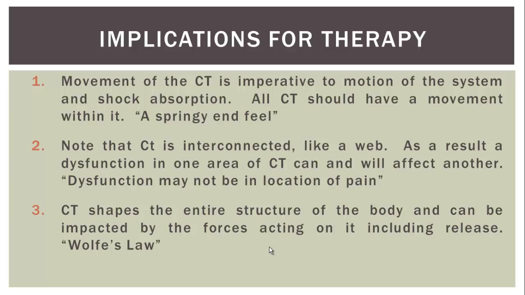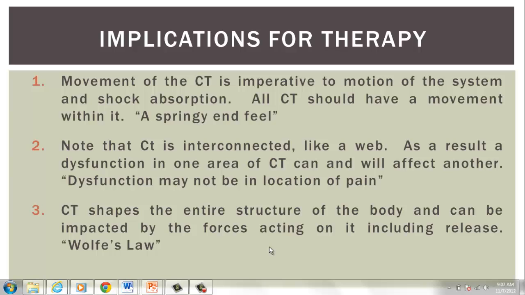We need to note that connective tissue is interconnected like a web. As a result of this, dysfunction in one area of connective tissue can and will affect another. So we need to keep in mind that dysfunction might not be, and often is not, at the location of pain. That connective tissue, let's say, affecting a shoulder that is dysfunctional could be located in the forearm, for example.